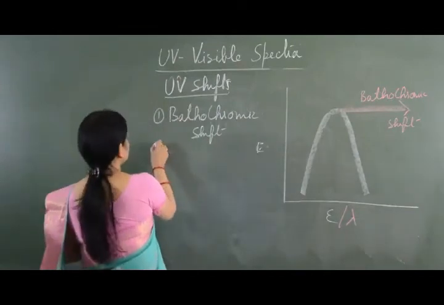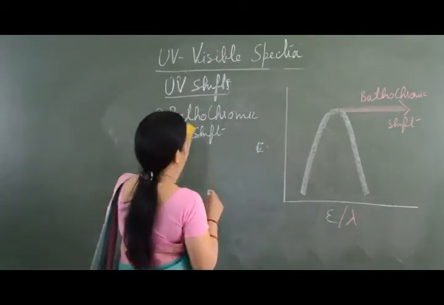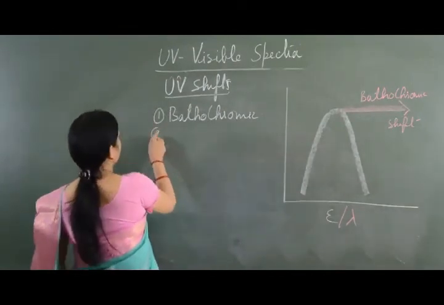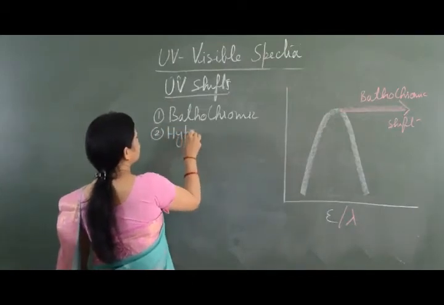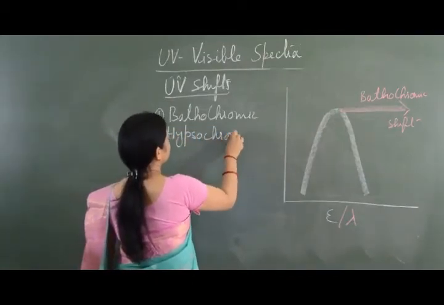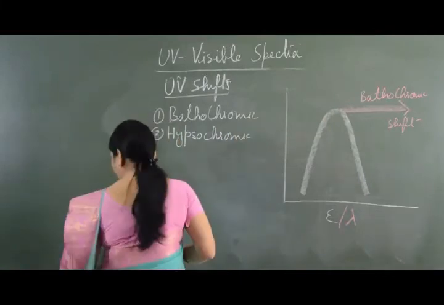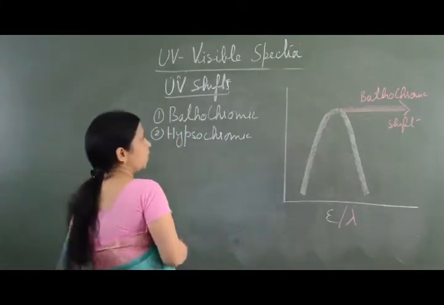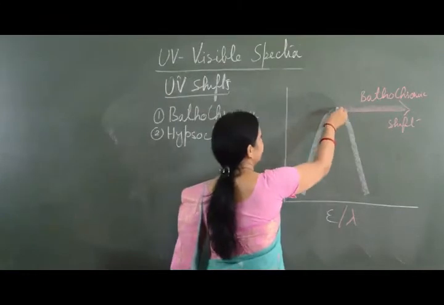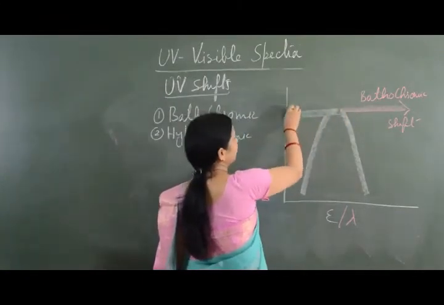The second is hypsochromic shift. Hypsochromic shift means the absorption maxima is shifted towards shorter wavelength.